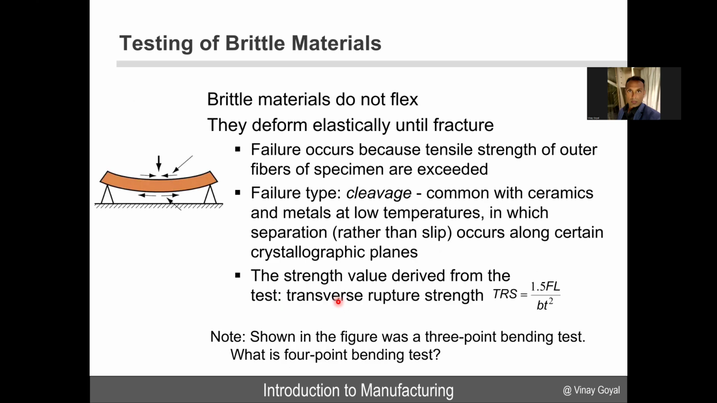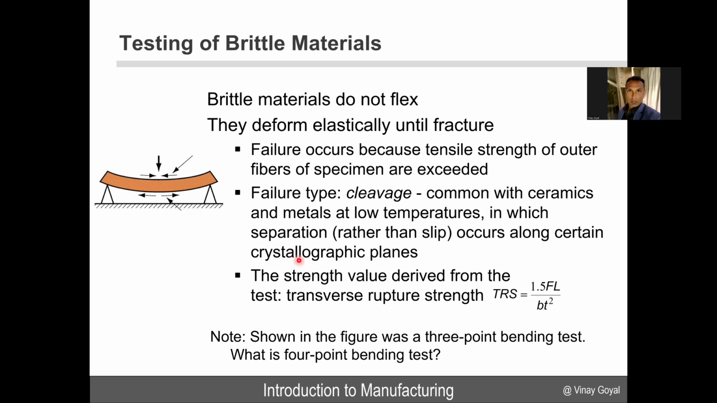Brittle materials do not flex very well. They deform elastically until fracture. So failure really occurs because the tensile strength of the outer fibers here at the bottom is exceeded. And the failure type you will get from these tests is cleavage, which is common with ceramics and metals at low temperature, in which case you get separation rather than slip. Slip is plastic deformation, separation is fracture, which can occur along certain crystallographic planes.